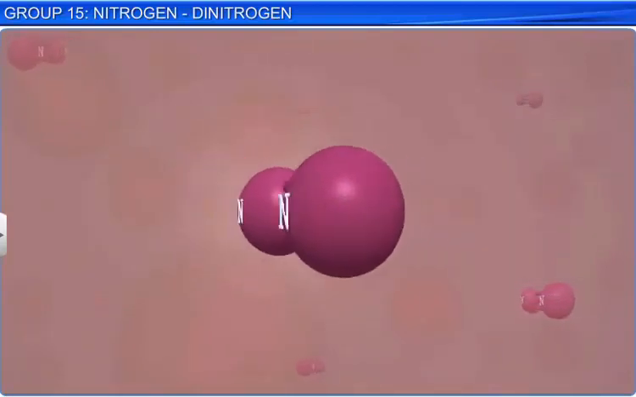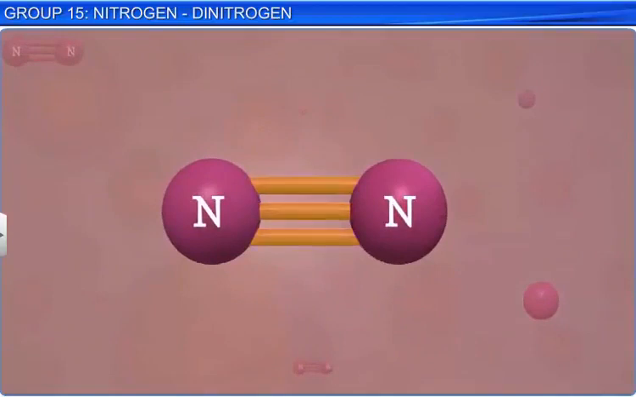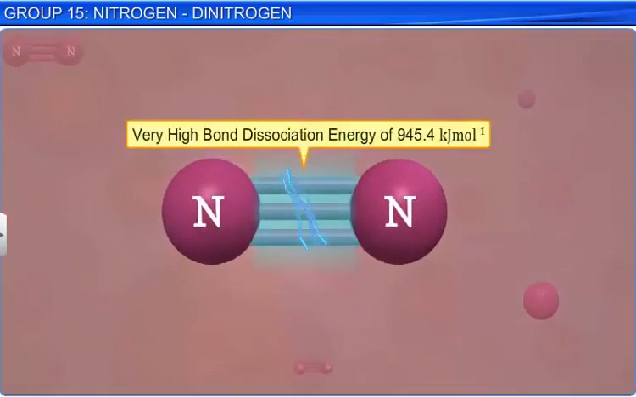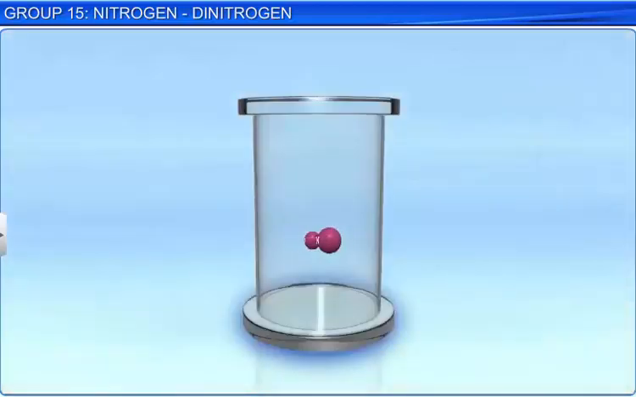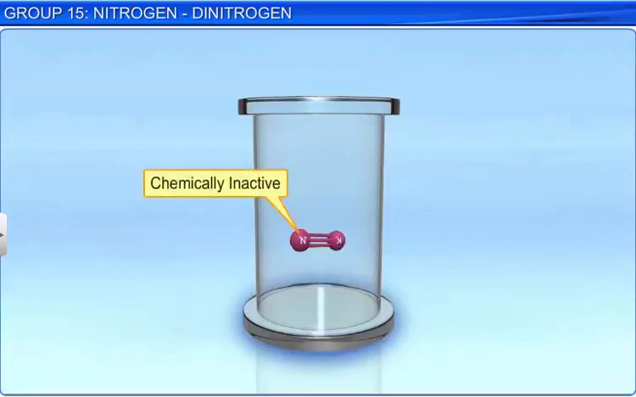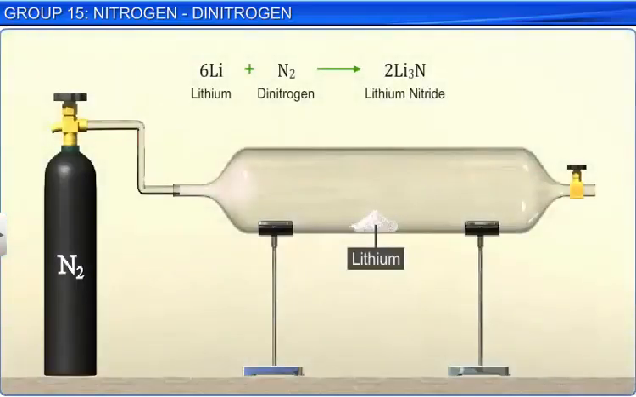A molecule of dinitrogen consists of a triple bond that has a very high bond dissociation energy of 945.4 kilojoules per mole. Hence, dinitrogen is inert at room temperature. In other words, it is chemically inactive at room temperature, with the exception that it reacts with finely divided lithium to form lithium nitride.